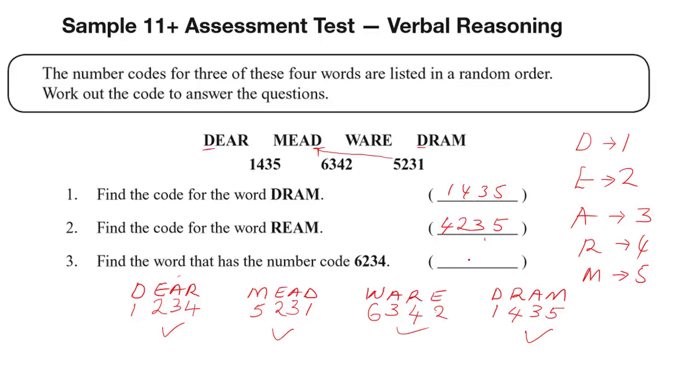So that's that. Now for find the word that has the number code 6, 2, 3, 4. So 6 is what letter? We found that 6 was W. Okay. Now 2 was E. And then 3 was A. And 4 was what? R. So that's where. Okay. So that's how to do this kind of question. So if you just want to pause your video quickly and mark your answers, pause the video and mark your answers quickly.